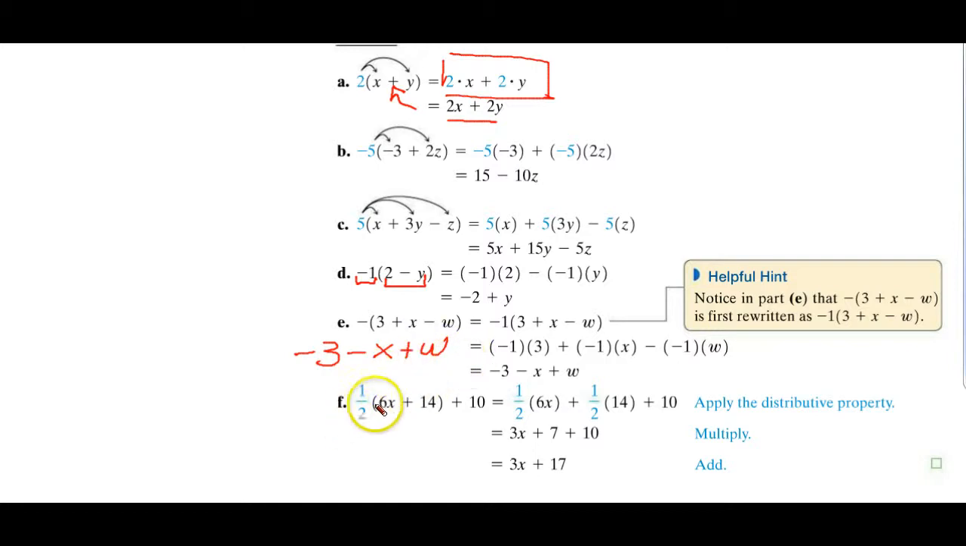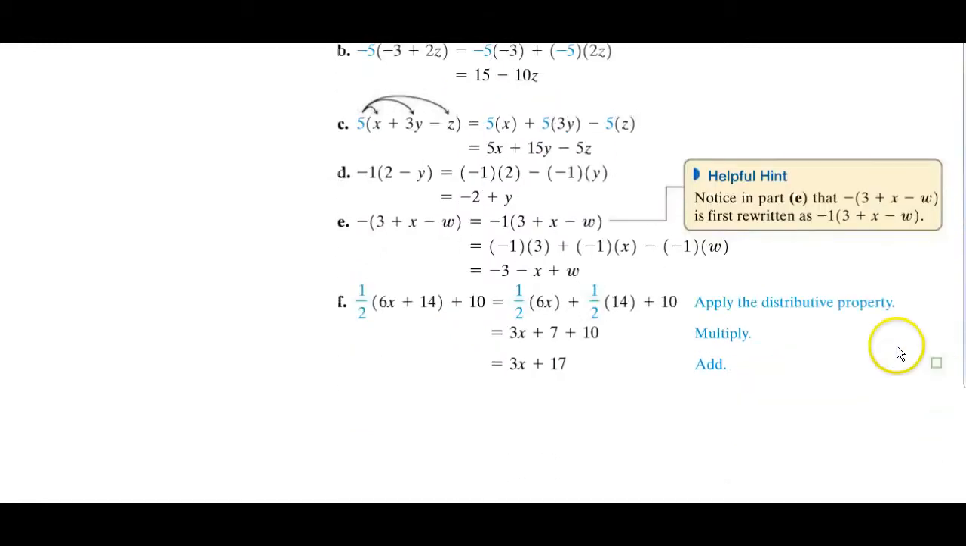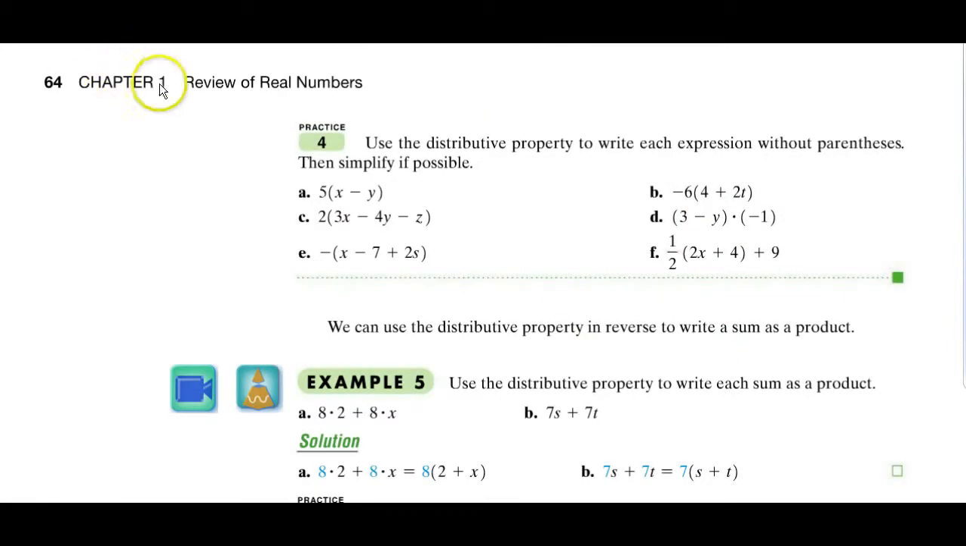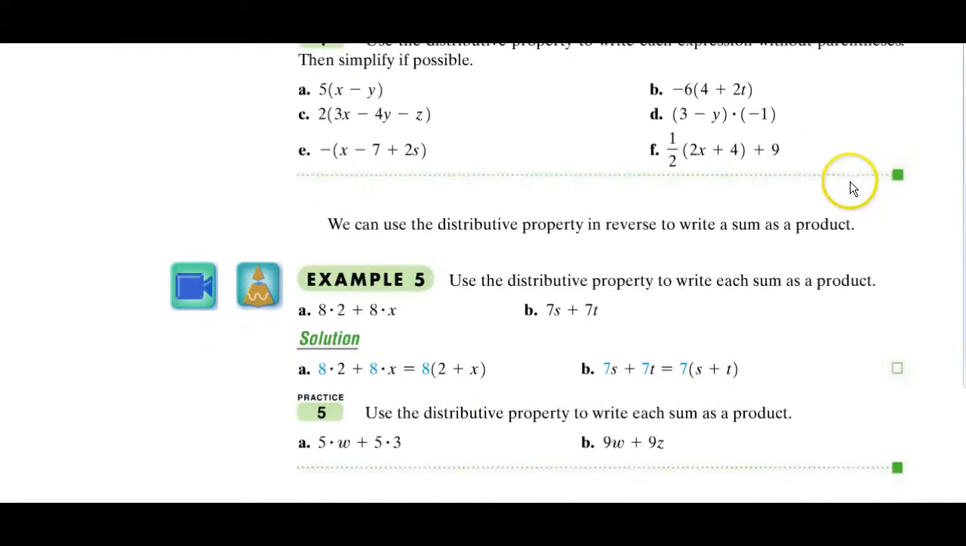And here we can cancel a little bit. 2 goes into 6 3 times. So 3x, 2 goes into 14 7 times. And then we have a 7 and a 10 that we will combine later to make 17. Again, this is the distributive principle. So practice, again, we've done something like that.